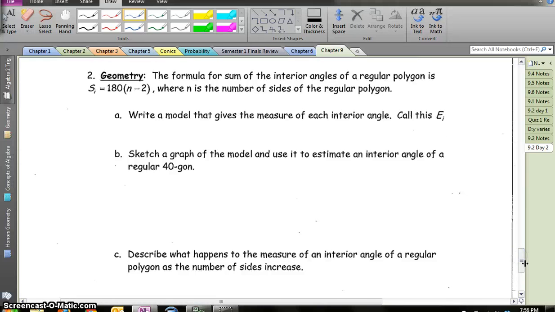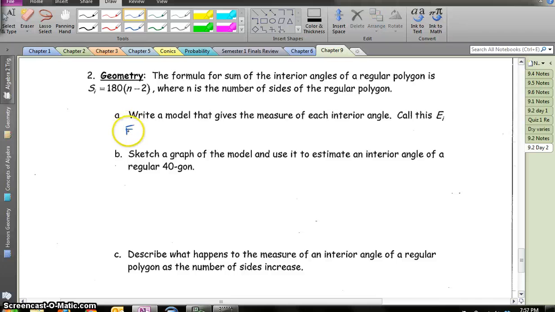This is another application. The formula for the sum of the interior angles of a regular polygon is SI, sum of interiors, equals 180 times (n minus 2), where n is the number of sides in the polygon. Now, don't get so hung up on the geometry aspect. Let's just focus on the math. It says write a model that gives the measure of each interior angle. So this is the sum of them all, and we just want to find one.